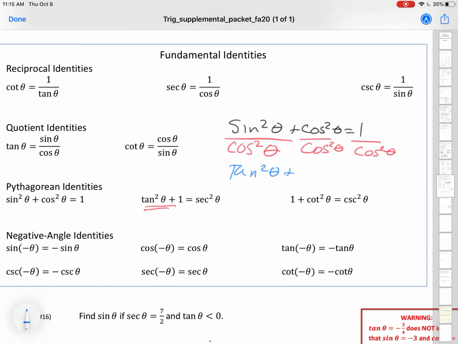Cosine divided by cosine, that's 1. 1 divided by cosine, well, that's secant. Oh, secant squared: 1 divided by cosine squared. That's secant squared theta. That's where they're getting this right here, so not by coincidence the same. Equivalently, if I were to divide everything by sine squared, I would have this guy. So really, you can memorize just one.